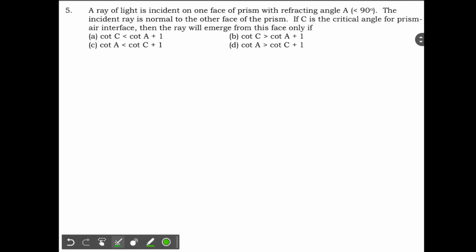Okay, see this question now. A ray of light is incident on one face of a prism with refracting angle A, less than 90 degrees. The incident ray is normal to the other face of the prism.